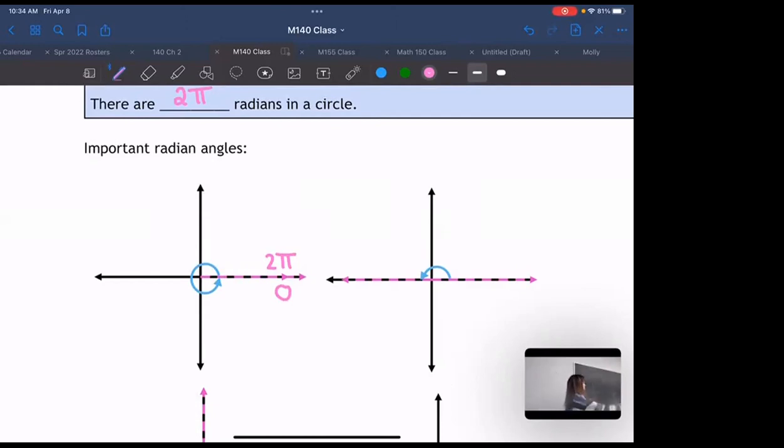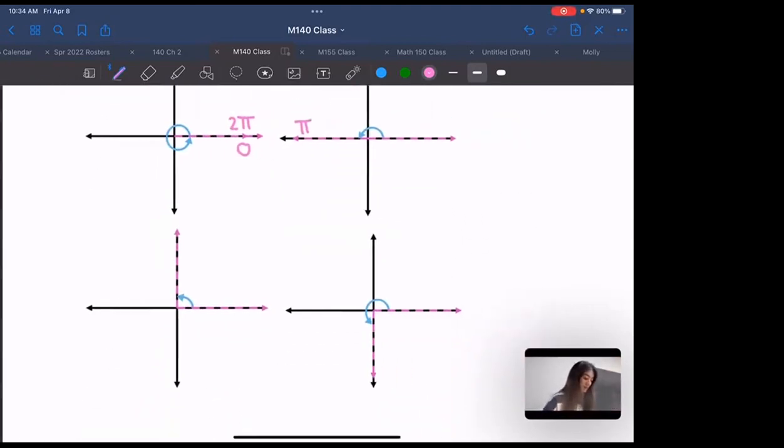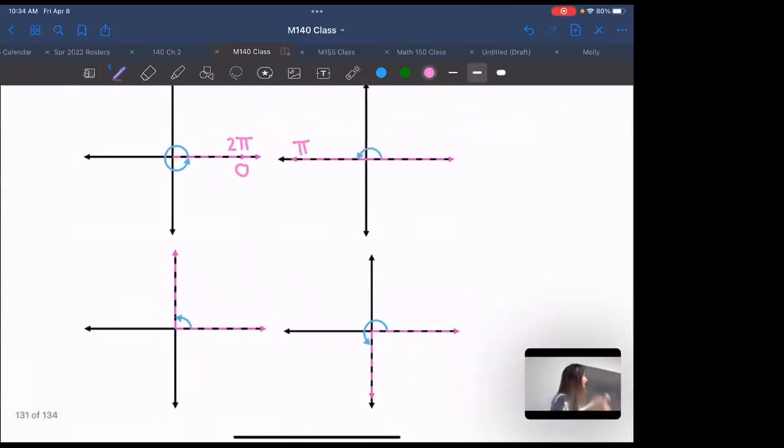Okay, so if a whole revolution around the circle is 2 pi, what do you think halfway around the circle is? Just pi, right? It's half of the 2 pi. Okay, so this angle here from 0 to the other side of the x-axis is just pi. Any questions so far? Okay.